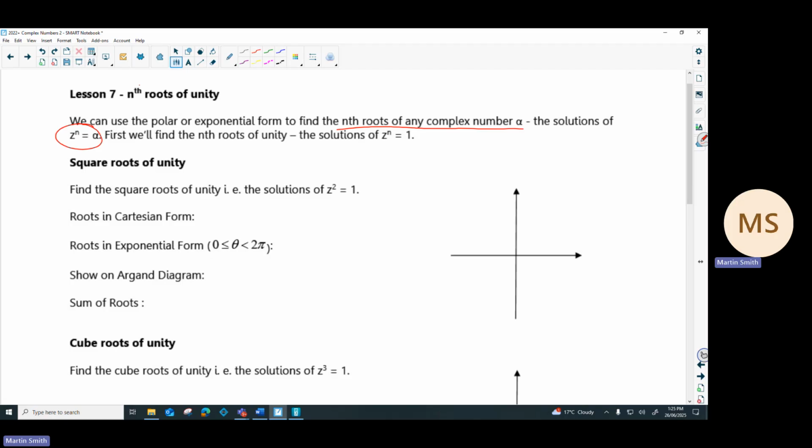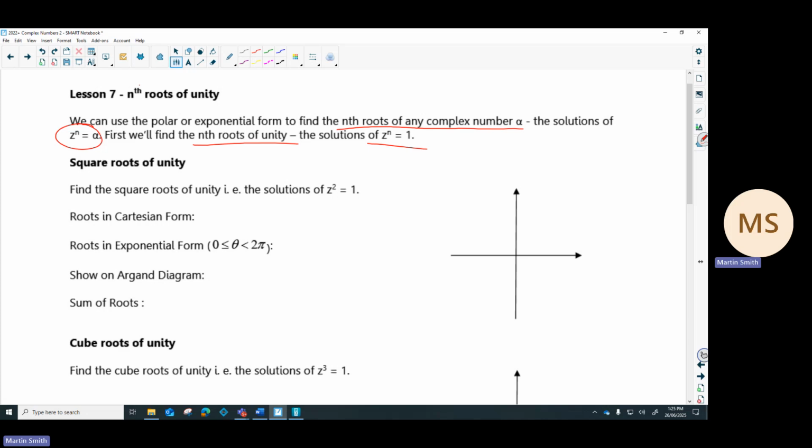In order to introduce this, we're going to do something which might seem a little bit strange. I am first of all going to show you how to find the nth roots of the number 1, the simplest number I can think of. And these are sometimes called the nth roots of unity. These are the solutions of z to the n is 1.